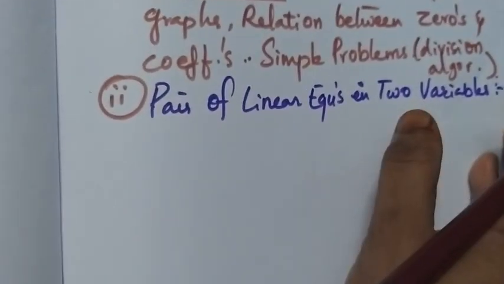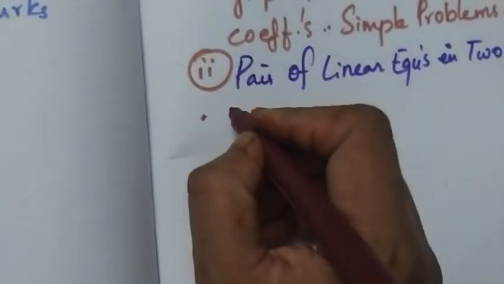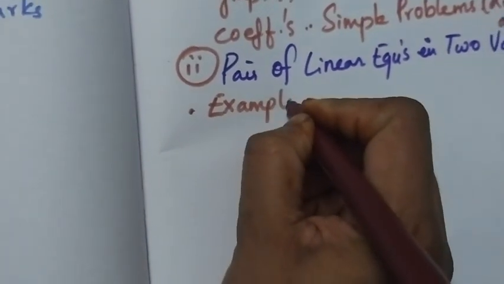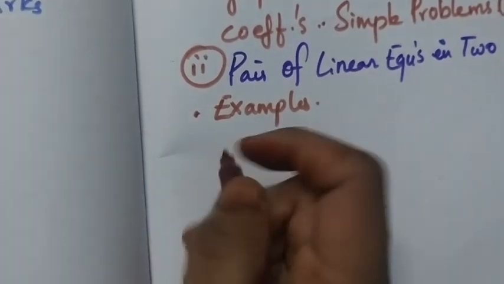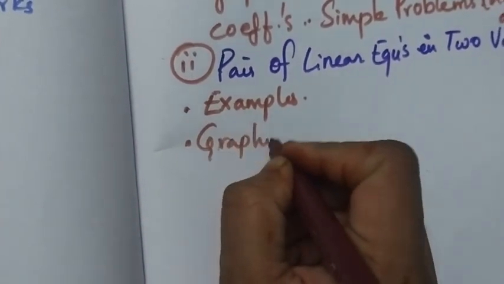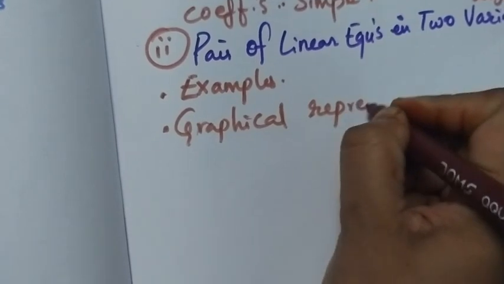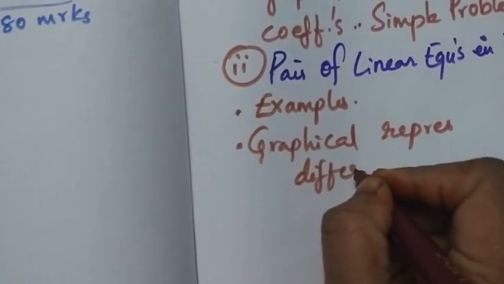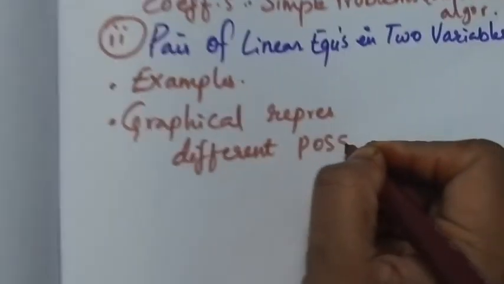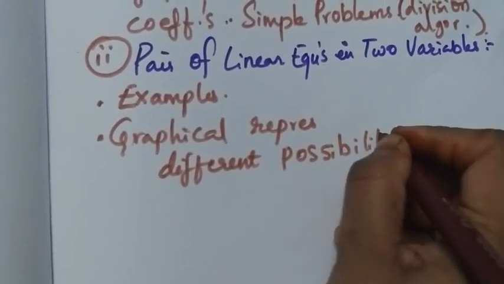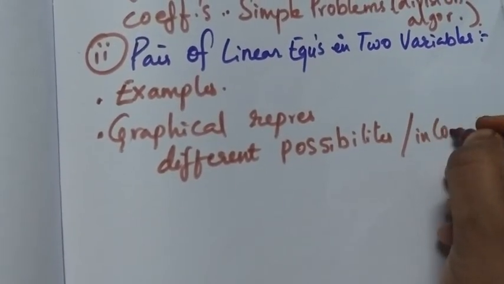So pair of linear equations in two variables is the topic. In this, what topics do we have to write? Examples based on pair of linear equations in two variables and graphical representation of pair of linear equations, with different possibilities of solutions. Different possibilities of solutions, inconsistency.